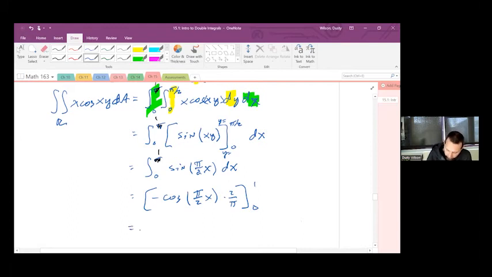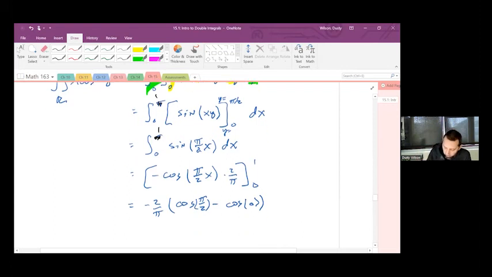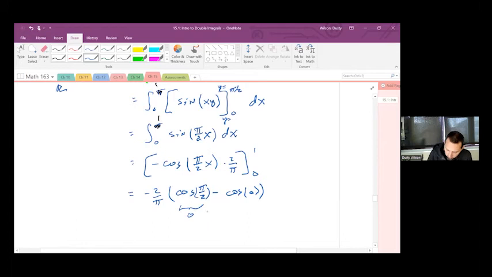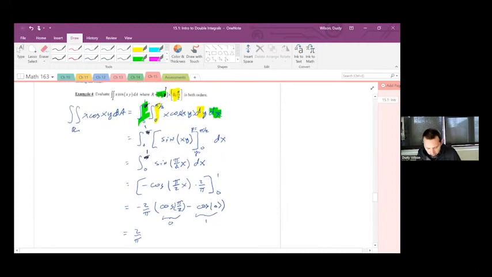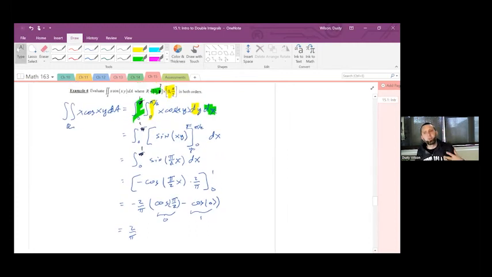And so this will be, let's see, minus 2 over pi times the cosine of pi over 2 minus the cosine of 0. Cosine of pi over 2, that's the x value, pi over 2, would be 0. This would be 1. And so all told, we would have minus 2 over pi times minus 1, or just 2 over pi. So that's if we integrate with respect to y first and then x.